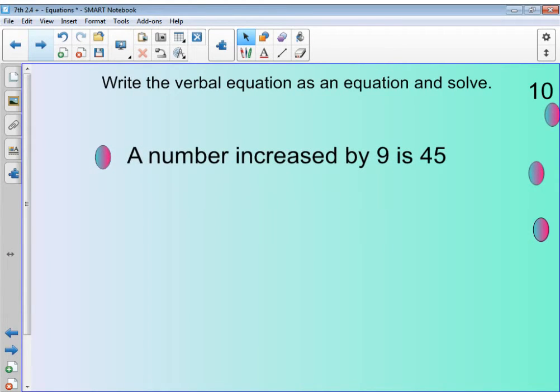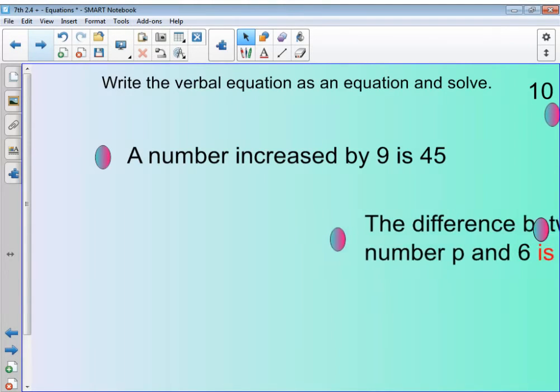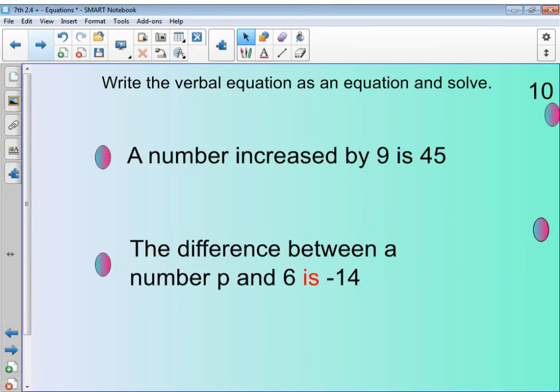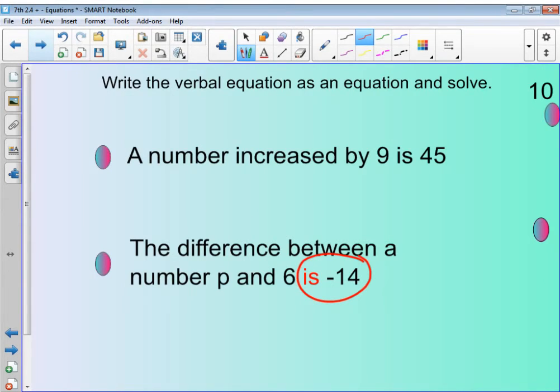A number increased by 9 is 45. So I want you to try that one on your whiteboard. And then also try this one out, and then you'll check back in just a minute. The difference between a number P and 6 is negative 14. So you should be able to at least do these parts. Okay, so go ahead and pause your video and then check back in just a minute to see what the final answers are. Pause the video, work your way through. For right now, just write the equations, and then we'll go through and answer them together.